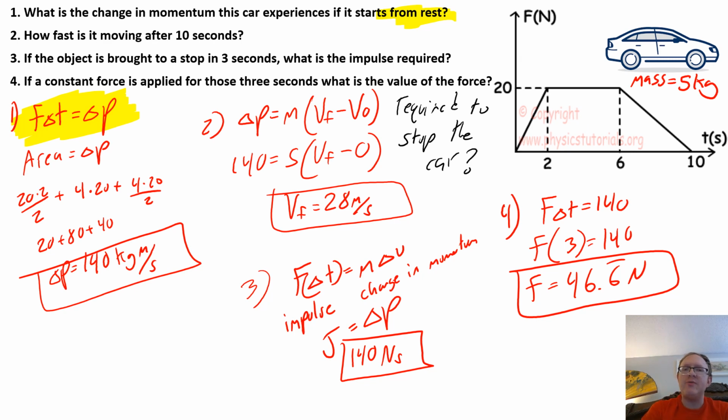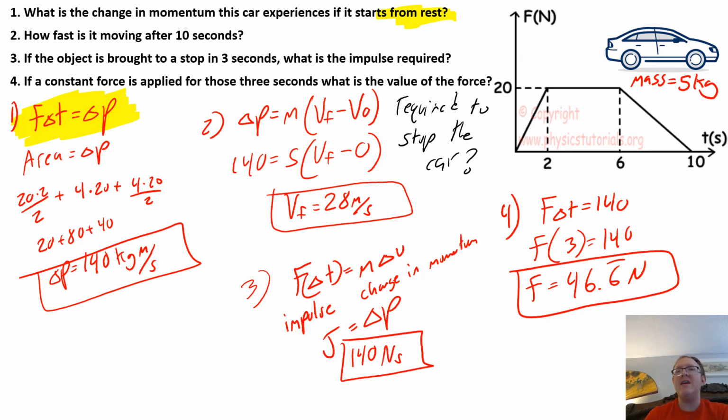So to stop it, I just want to get rid of all this momentum. So I set that over here to be the momentum that I have, 140. And if I use 3 seconds of time, my force is 46. And you can imagine if we made time go up, force would go down, and vice versa.